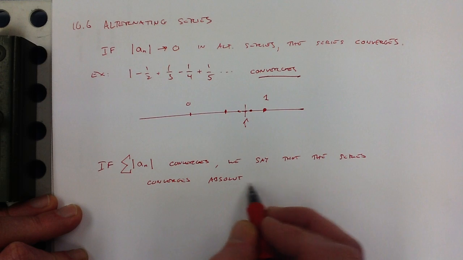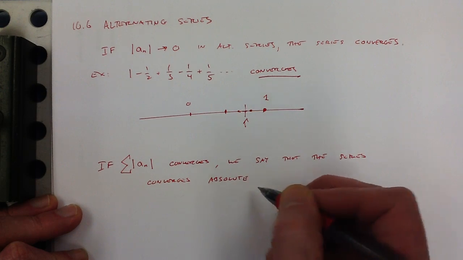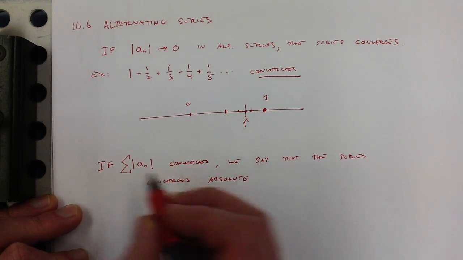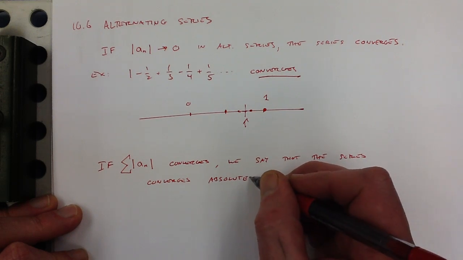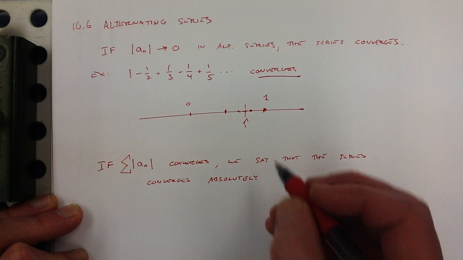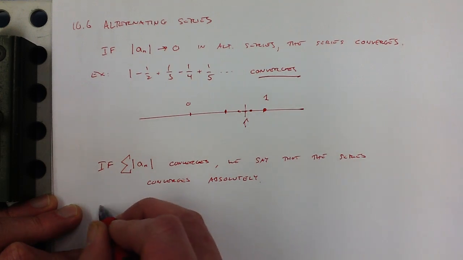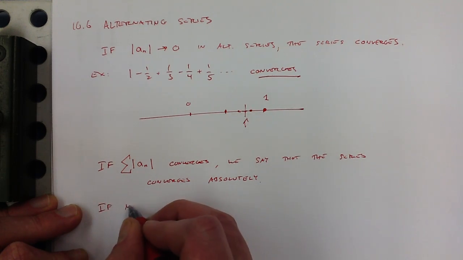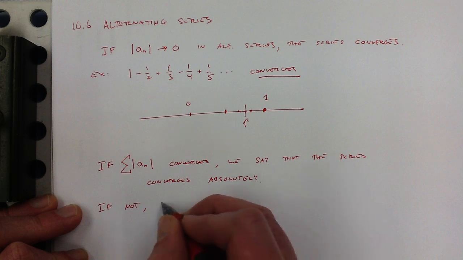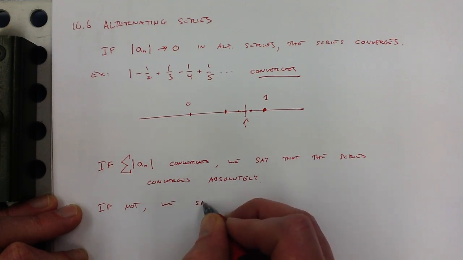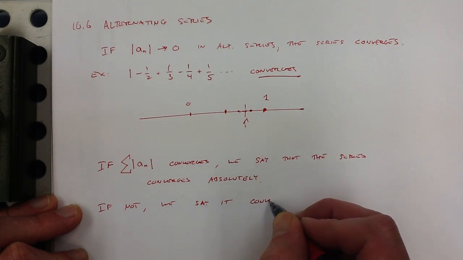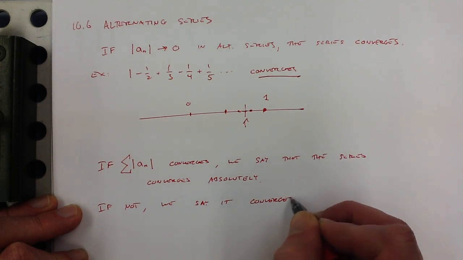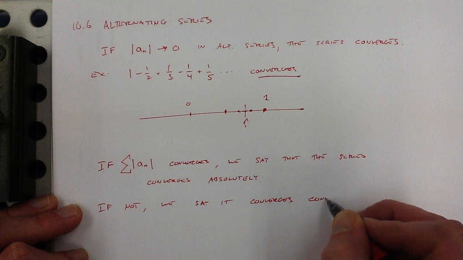And here, absolutely, it's not as in like, yeah, really, man. It's like absolutely like absolute values, right? It converges absolutely. Its absolute values converge. And if not, we say it converges conditionally.